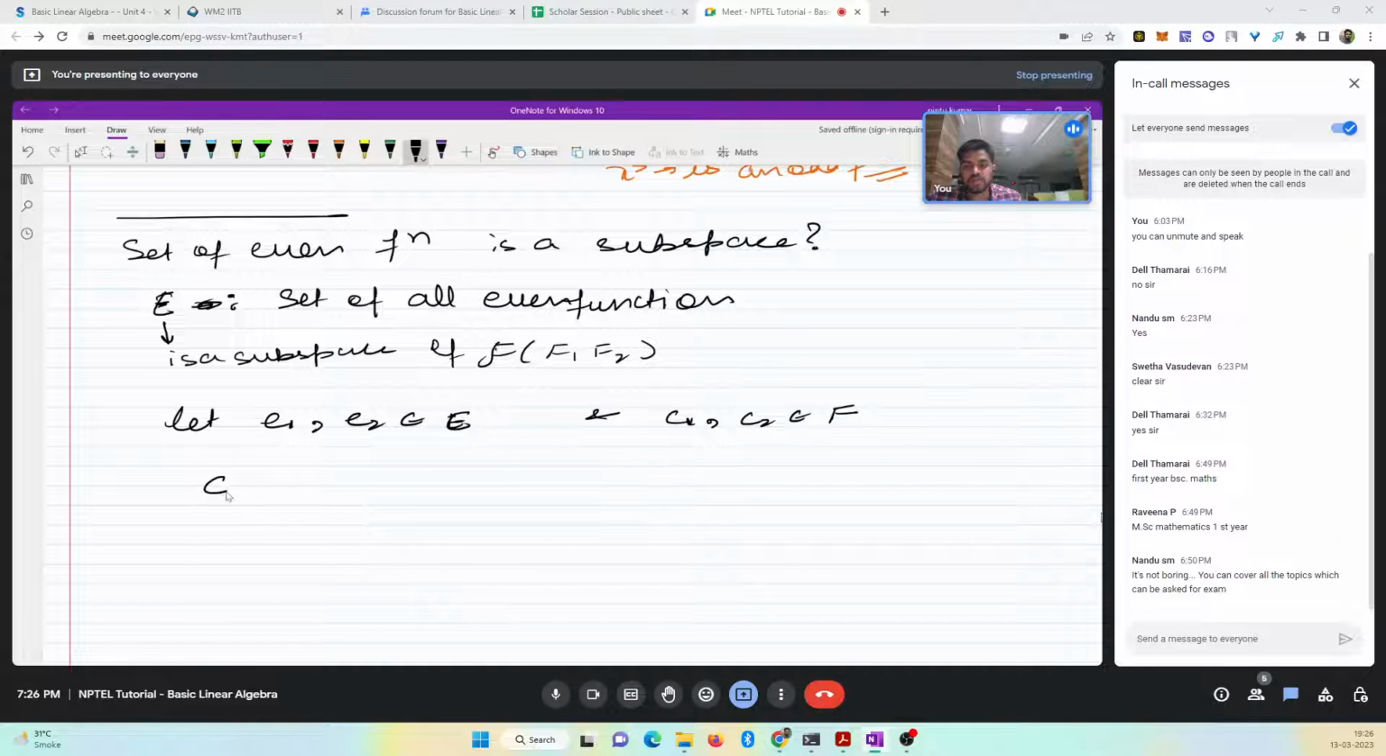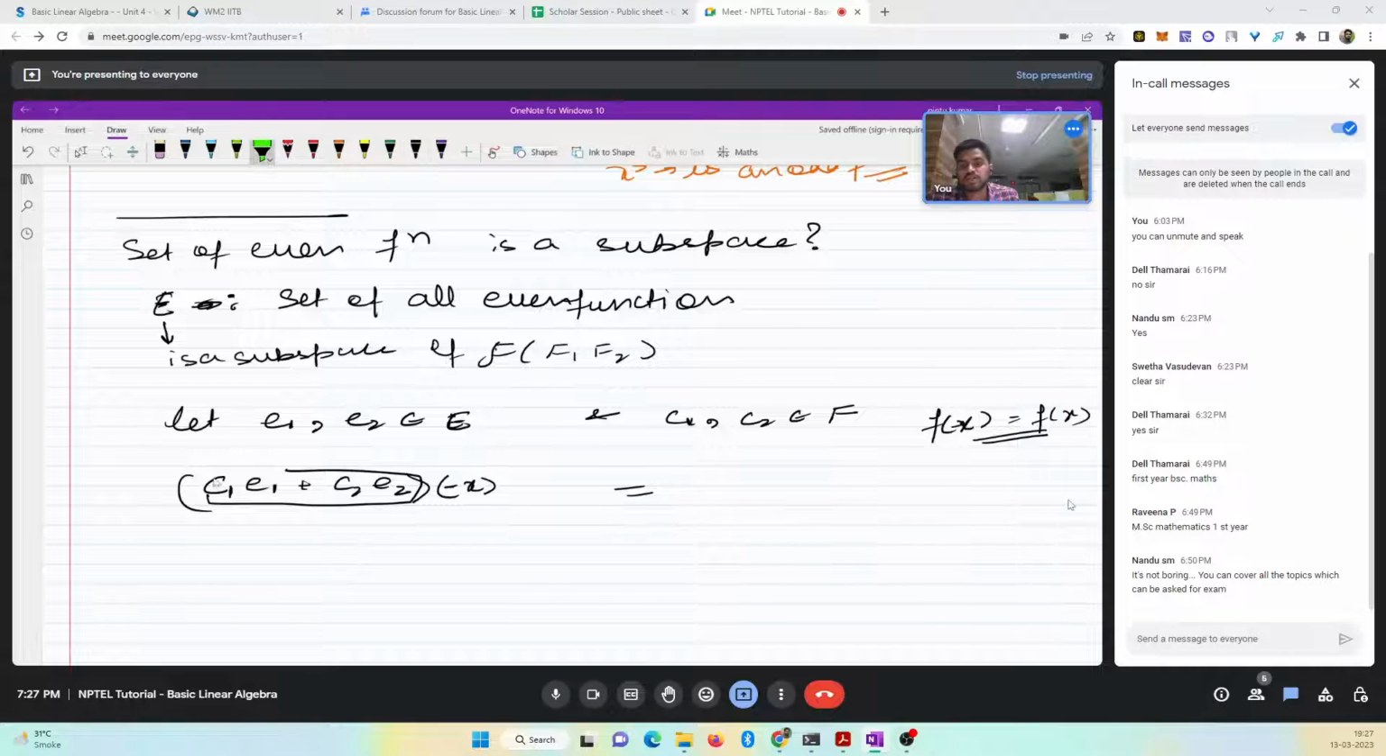Now you write C1 E1 plus C2 E2. If I obtain f of minus x to be f of x, then the function will be an even function. What I want to show is that this complete thing over here is my even function.